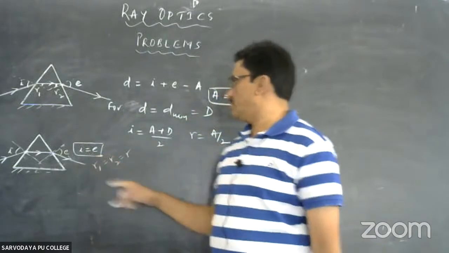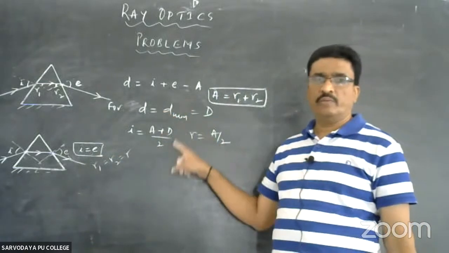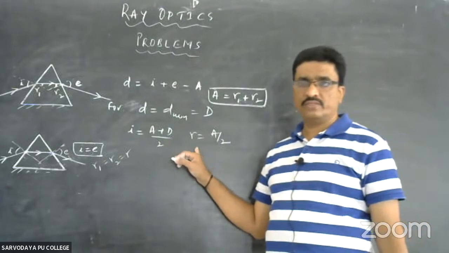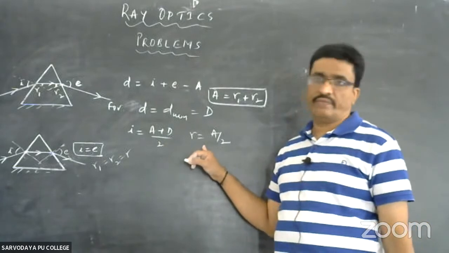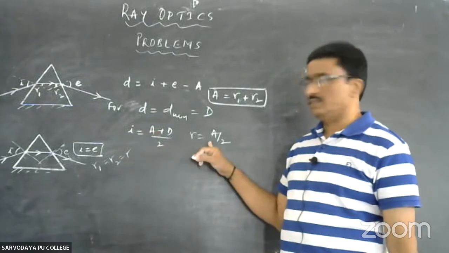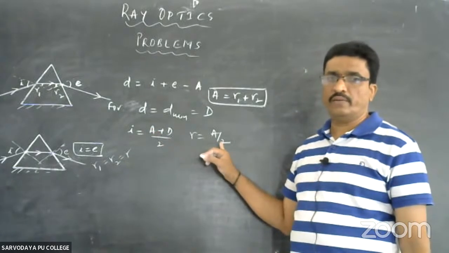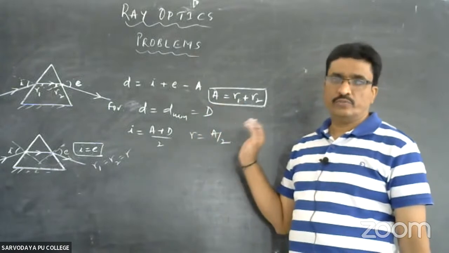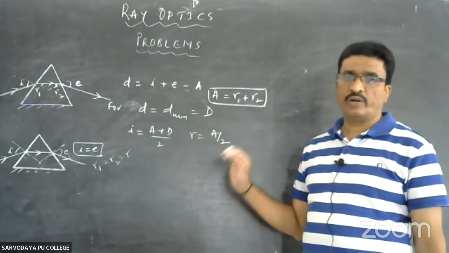And therefore we will come across minimum deviation, and this will be the formula corresponding to the angle of incidence and angle of refraction. This R which I am considering here will be equal to A by 2. These are the ideas that you should be knowing before working out problems.